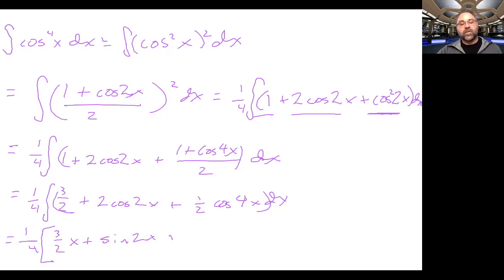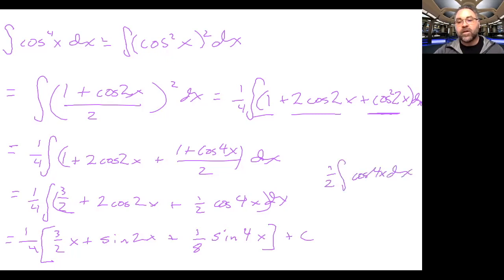We'd need the 4x to be u. So du would be 4 dx. We don't have that in there. So we have to multiply by 4 and divide by 4. So we'd have a 1/8. And then we'd have our nice sine of 4x plus C.